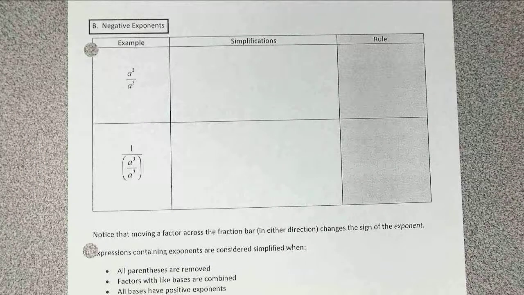This is section 3.1, part B. We now turn to look at what happens when the exponents are allowed to be negative numbers or integers. Let's start with a couple of examples.